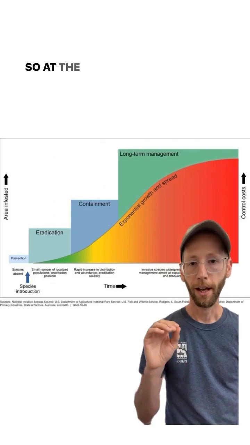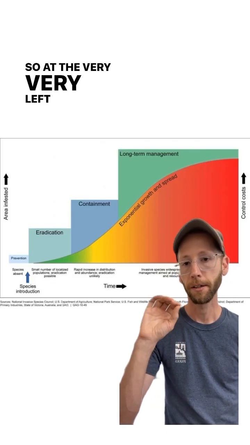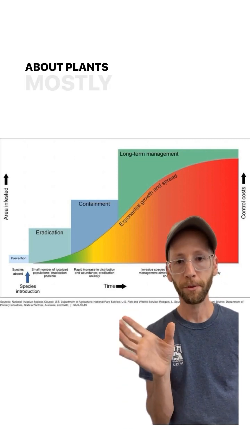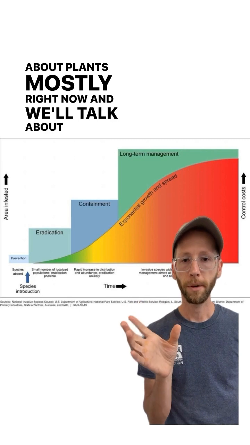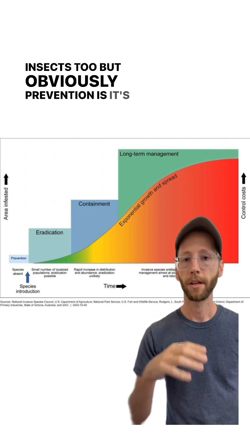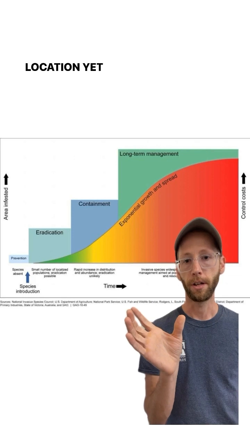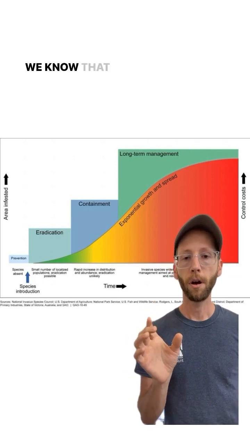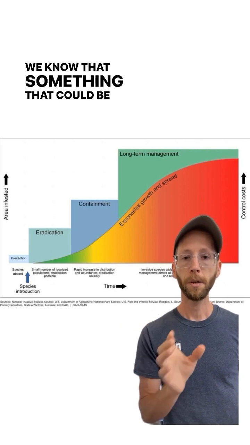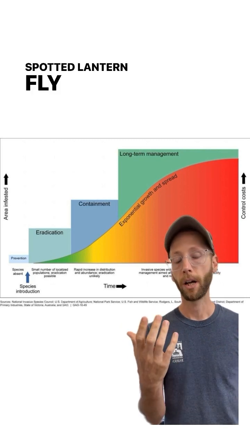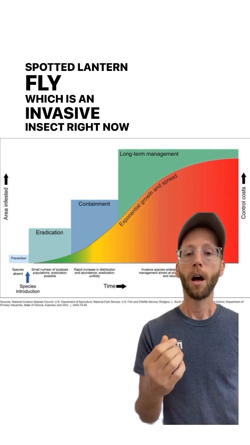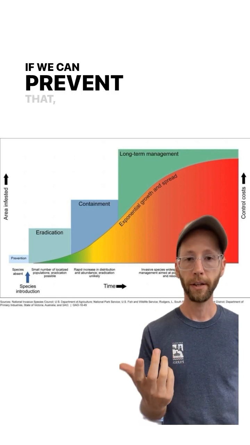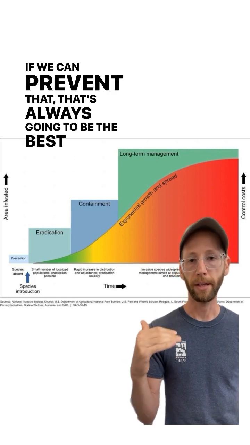Okay, so at the very, very left is prevention, right? So we're talking about plants mostly right now, and we'll talk about some insects too. But obviously prevention is not in a location yet, right? So it hasn't been introduced, that's great. If we know that something could be problematic, let's say spotted lanternfly, which is an invasive insect right now, is probably going to become a problem when introduced, if we can prevent that, that's always going to be the best action, right?